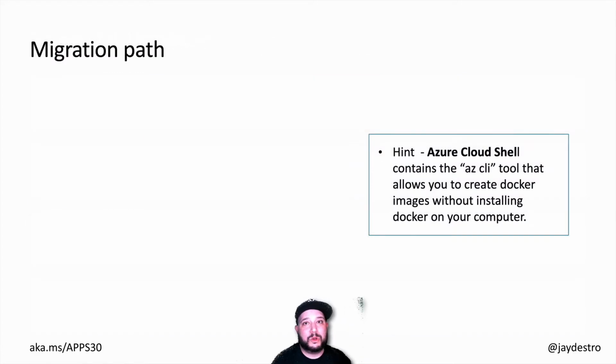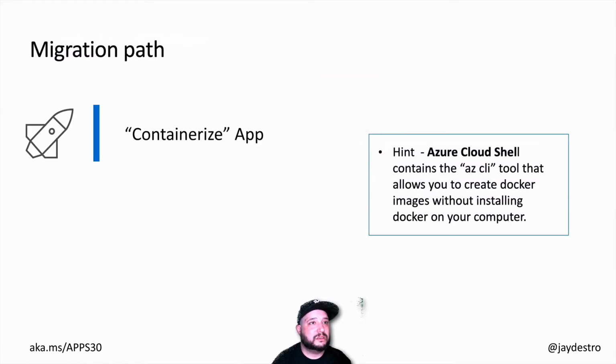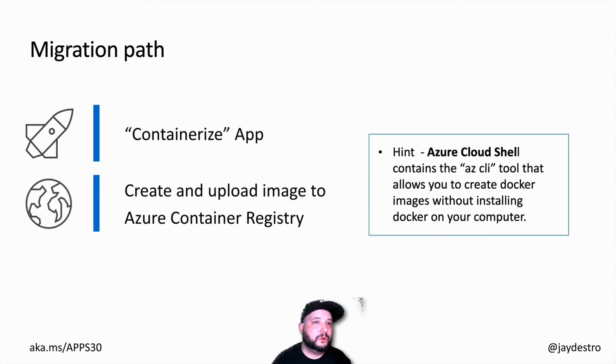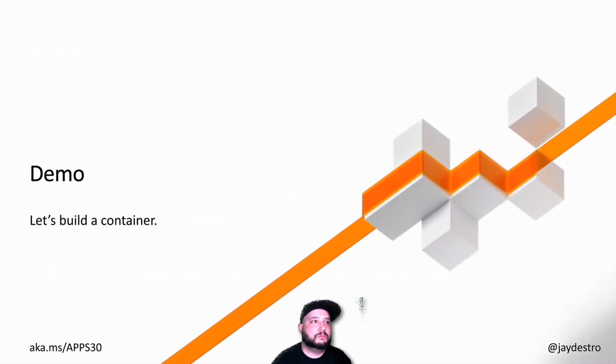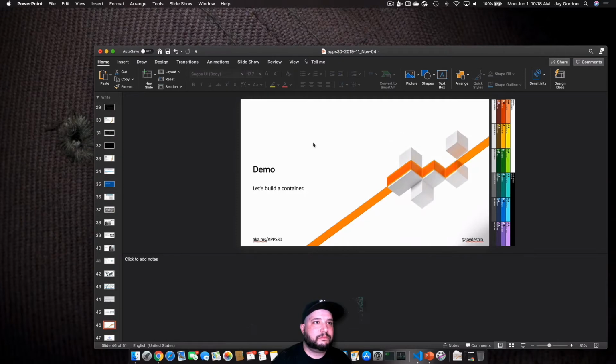So what we're going to do is containerize the app. We're going to create and upload an image to an Azure Container Registry. And then we're going to deploy the application to Azure Web App Services. So let's demo. Let's build a container. Sound good? Great.